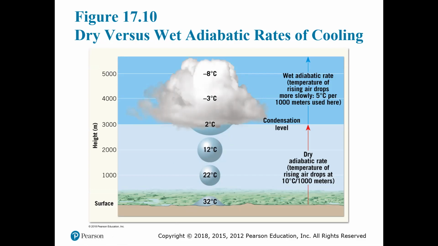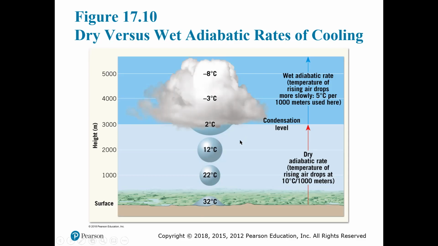Anytime a parcel of air moves upward, the pressure surrounding it decreases. Remember, if pressure decreases, then that gas is going to expand, and therefore it's going to cool. Unsaturated air, because we're talking about dry adiabatic cooling, cools at a constant rate of 10 degrees Celsius for every 1,000 meters as it ascends into the atmosphere.